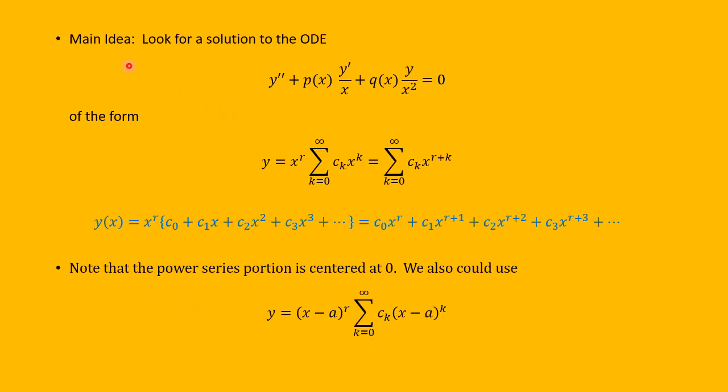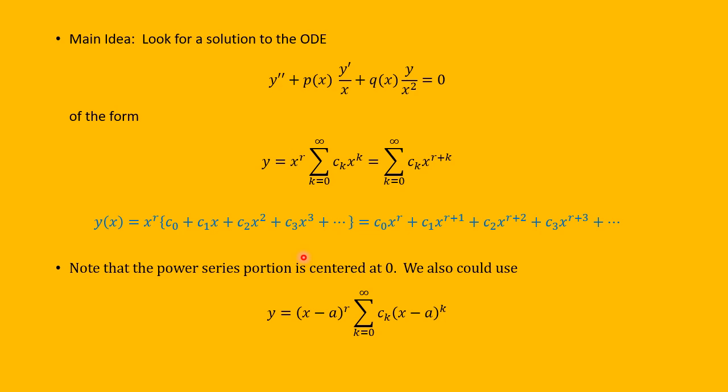The main idea of the Frobenius method is to look for a solution to the ordinary differential equation, which we will write in this form. And we're looking for a solution of the form y equals x raised to some power r times this power series, the sum k goes from 0 to infinity, c sub k x to the k, which we can also write this way by bringing that factor x to the r inside using the distributive property. So y of x we can think of as x to the r times this power series, or if we look at it this way, we can think of it as c naught x to the r plus c1 x to the r plus 1, and so forth. Notice that the power series portion, this portion right here, is a power series centered at 0.